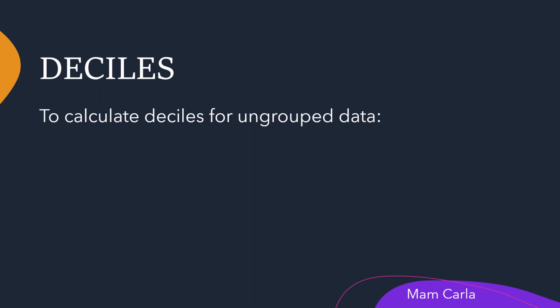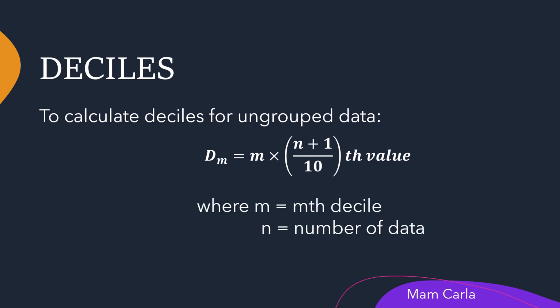To calculate deciles for ungrouped data, first we have to order all observations according to the magnitude of values, and then we will be using the formula d sub m equals m times the quantity n plus 1 over 10 th value. M here is the mth decile, while n is the number of data.